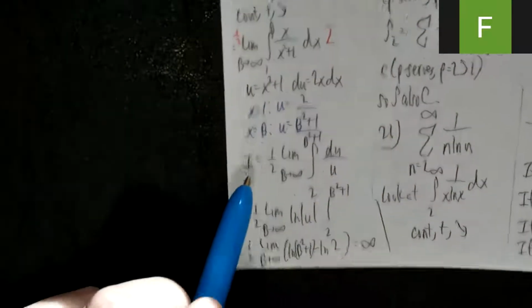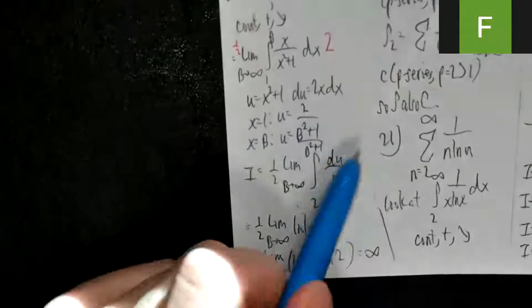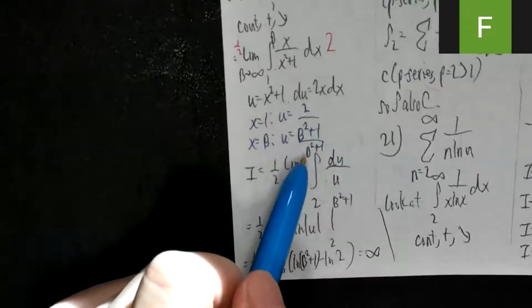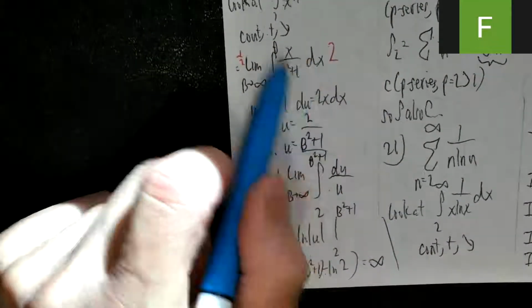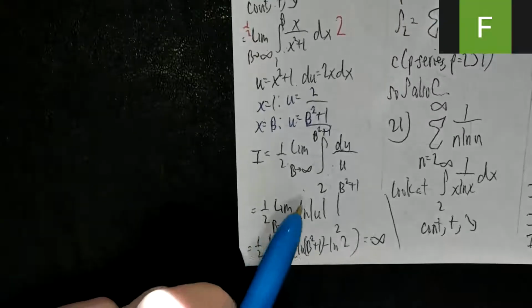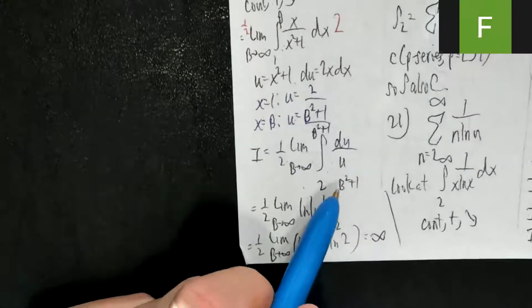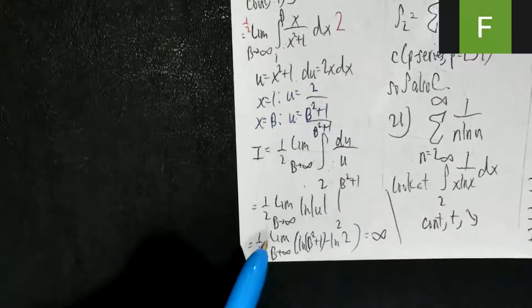For u. So my new integral is 1/2 in front, limit as b approaches infinity, integral from 2 to b squared plus 1 of du over u. Try to keep this thing focused here. There we go. 2x dx is du over u. So that's my natural log. So 1/2 limit as b approaches infinity, ln absolute value of u from 2 to b squared plus 1.